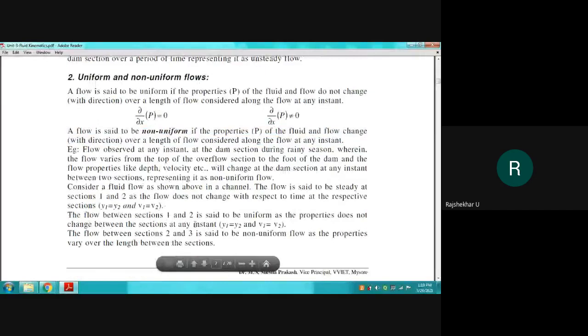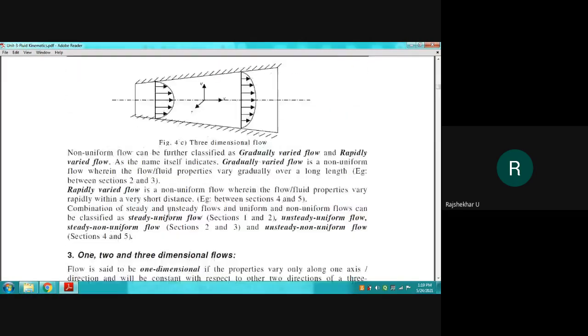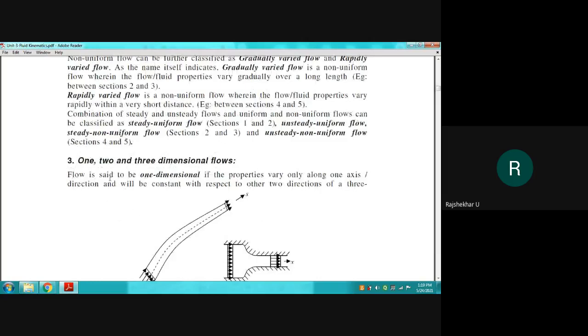The example for that is given here. Then we have the next one: one-dimensional, two-dimensional, and three-dimensional flows.